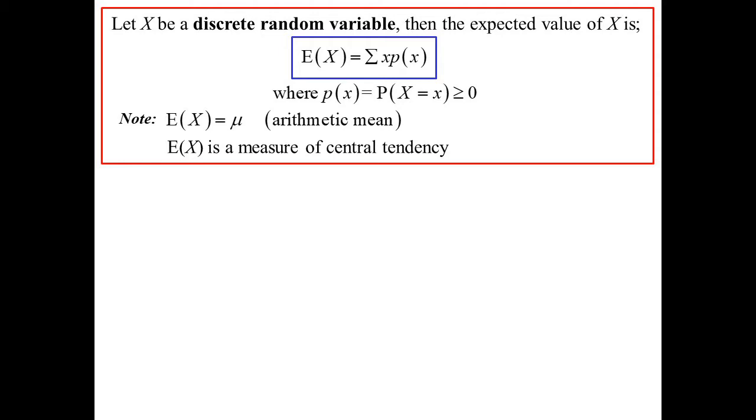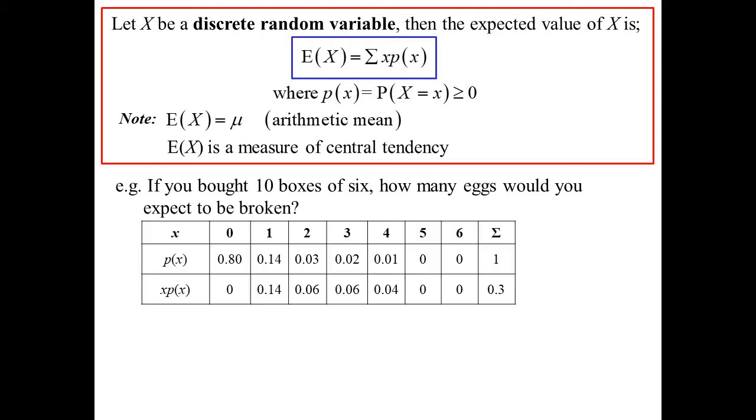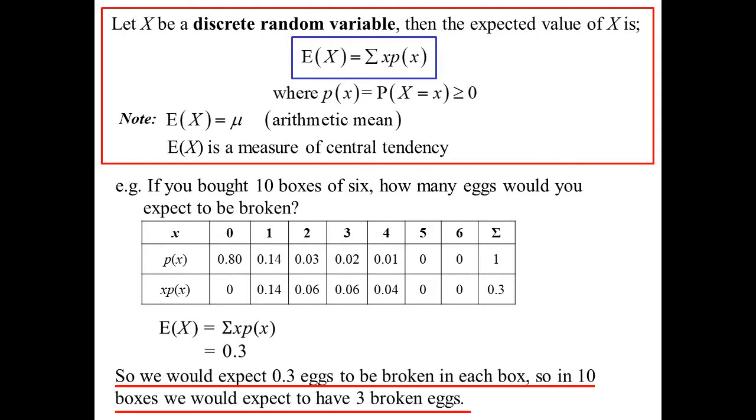So back to our example, how many eggs would we expect to be broken if we bought 10 of the boxes? We've now added an extra row, the xp(x) row, and added those up. The sum of the xp(x) is 0.3. So we're saying we would expect 0.3 of them to be broken, but that's in one box. Our question is saying if we bought 10 of them, how many broken eggs would we expect? So we'd expect to have 3 broken eggs based on that data.